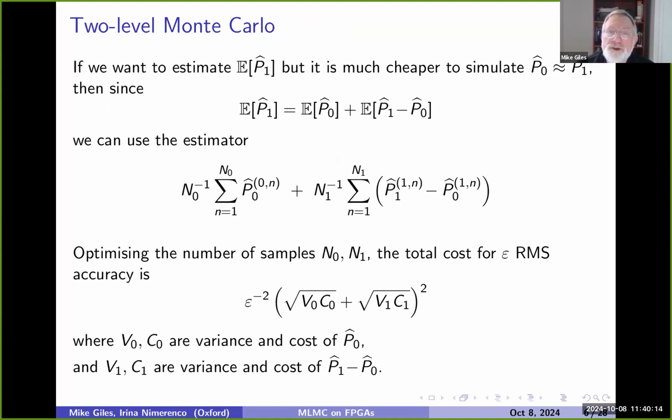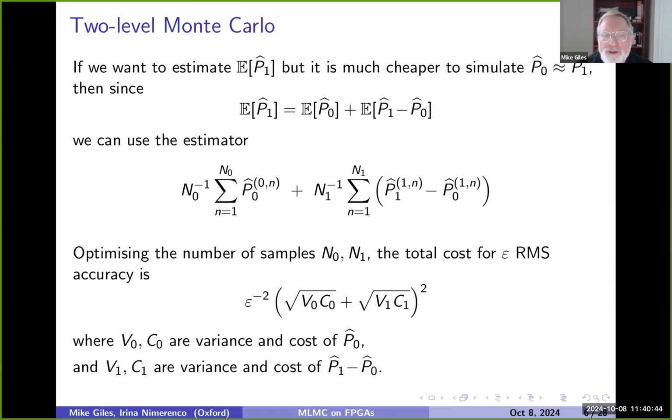Okay, so now we come to the two-level Monte Carlo, the simplest version of multi-level. If we want to estimate a quantity, the expected value of P1, but it happens to be much cheaper to simulate a P0, which is approximately equal to P1, then we have this trivial identity that the expected value of P1 is the expected value of P0 plus the expected value of the difference.